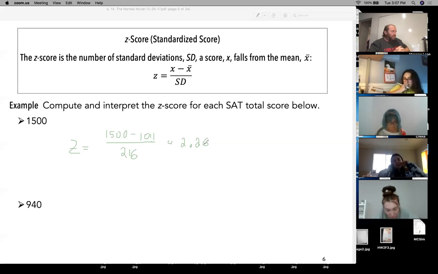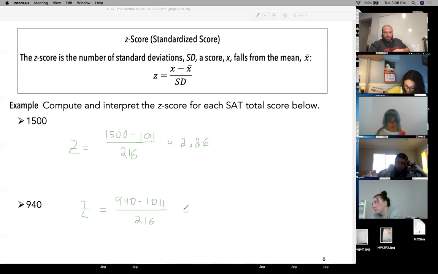Okay. So scoring 1500 is unusual. What about 940? What's the z-score for 940? I got -0.32. Okay, -0.32. Is that unusual? Oh yeah, -10, sorry. Actually, put 33 because it's -0.328. Okay, so there's 0.33.